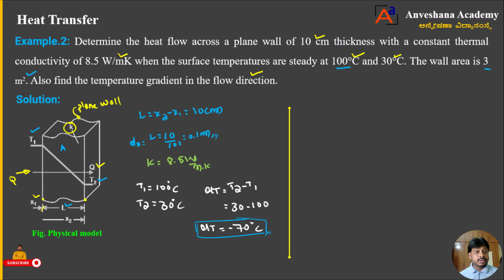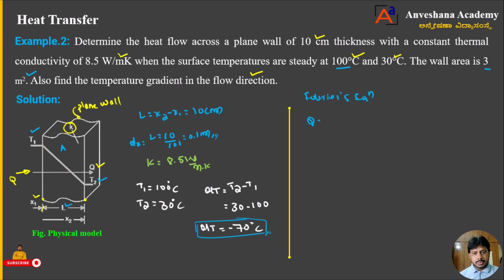Now what do we have to do? We need to calculate the temperature gradient. To calculate the temperature gradient in the direction of heat flow, we have to use Fourier's equation of conduction. What is that? We already know, dear students.